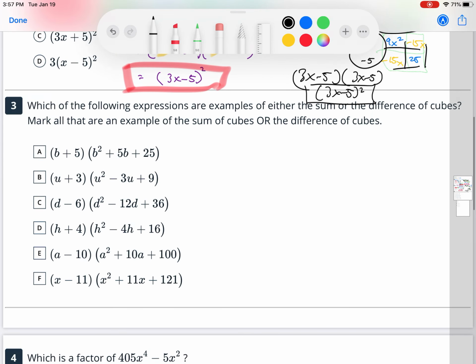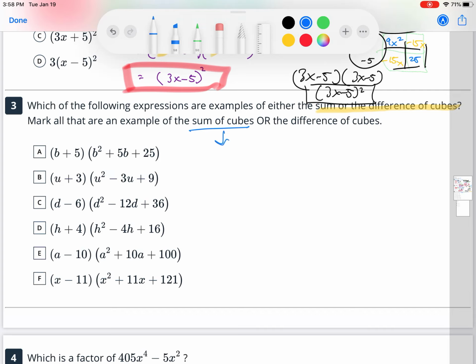Question number 3. Which of the following expressions are examples of either the sum or difference of cubes? Mark all that are an example of the sum of cubes or the difference of cubes. Okay, so it's kind of like multiple choice. A couple things that you need to remember. You could just write out the formula. I'll write them out really quickly for you.